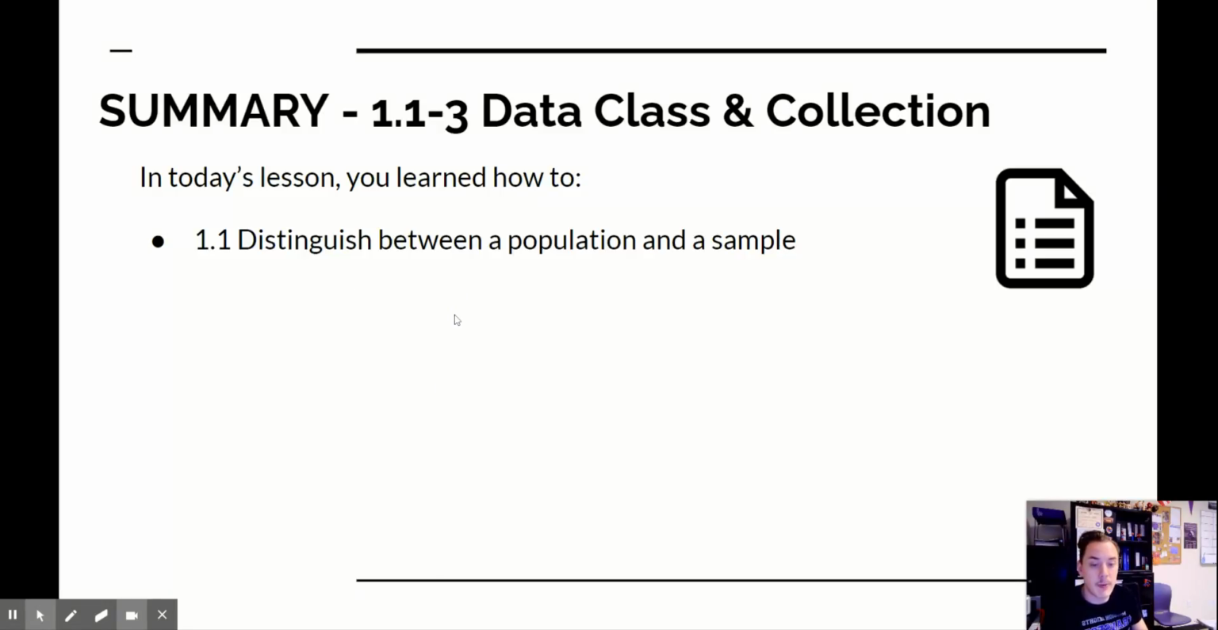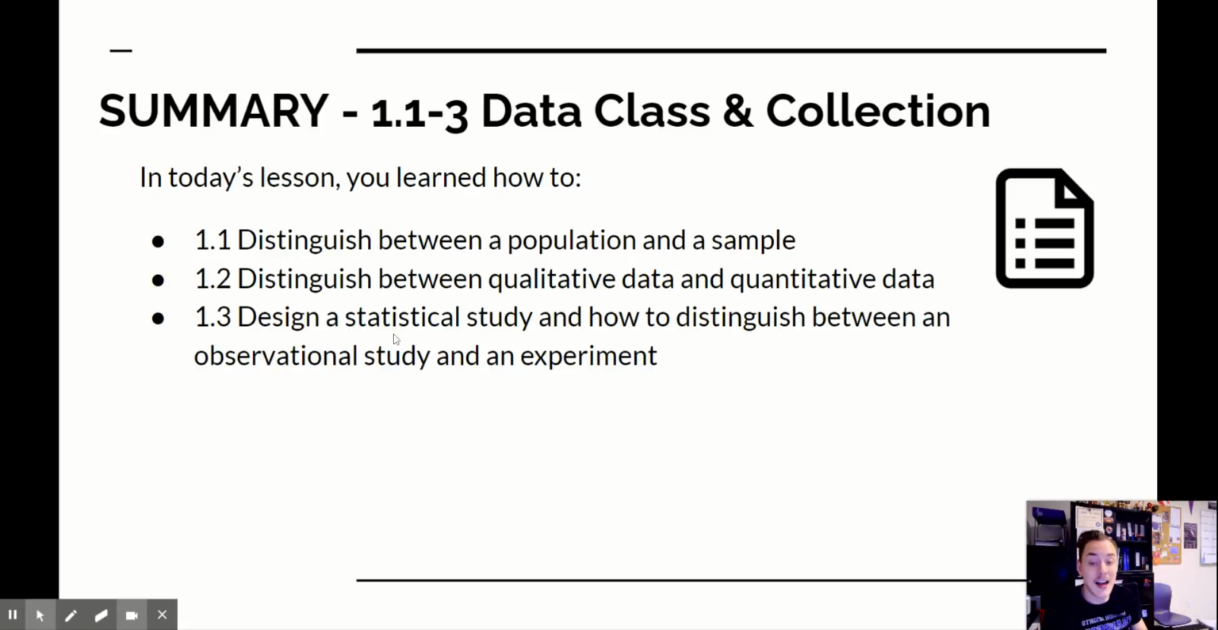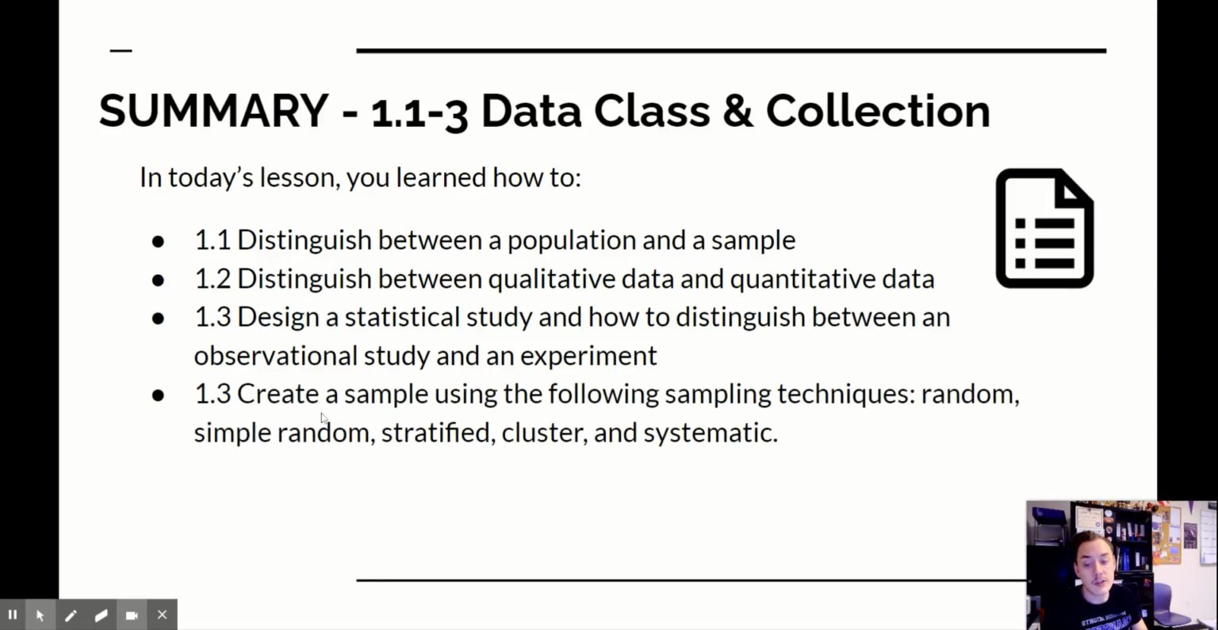Distinguish between a population and sample. In 1.2, we distinguished between qualitative and quantitative data. In 1.3, we learned how to design a statistical study and how to distinguish between an observational study and experiments. And then, of course, we learned how to create a sample using the following sampling techniques: random, simple random, stratified, cluster, and systematic. And then we also learned how to identify some bias in specific areas.